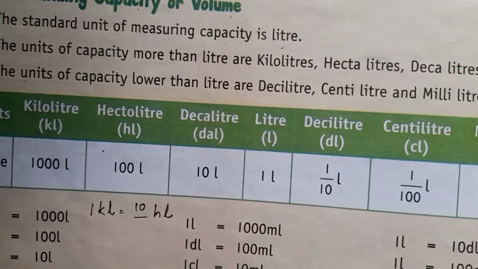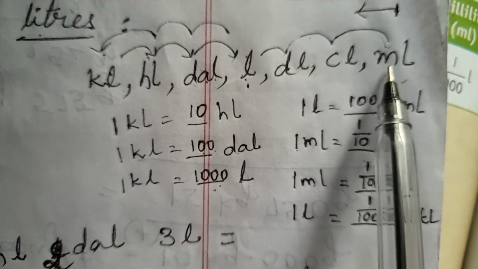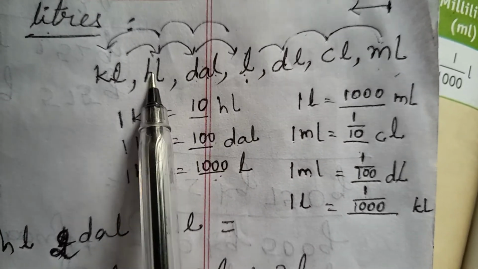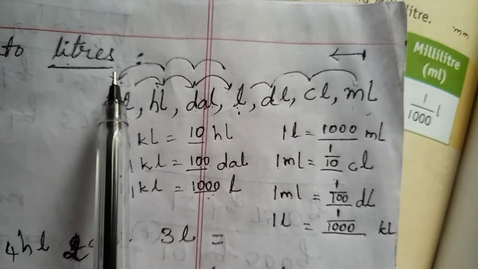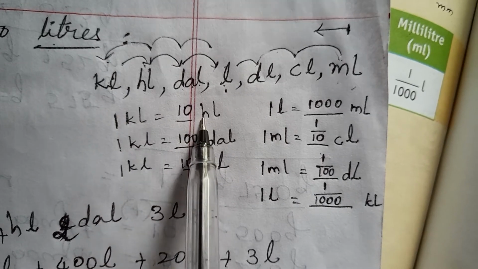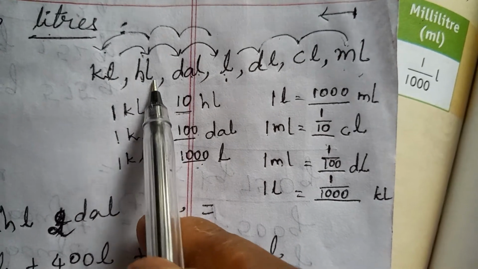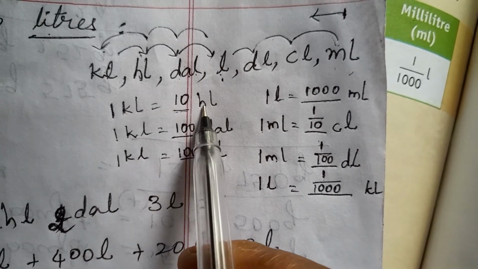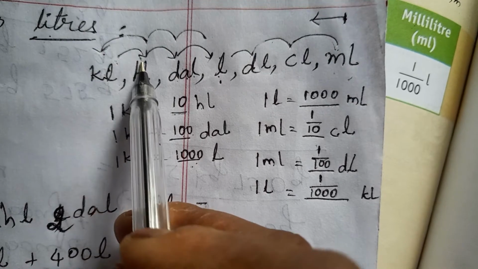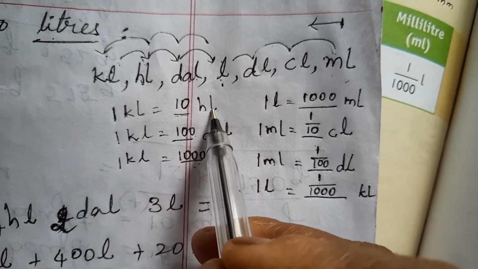Now children, we will see the relationship between them. For your easy understanding, I have taken short forms: ml, cl, dl, L, DAL, HL, KL. Now, when we are moving from left to right, that means from kiloliter to HL, what is the relationship between KL and HL? In 1 KL, how many HLs are there? That means, how many steps do we have to take? Only one jump. So 1 zero. So 1 KL equal to 10 HL.